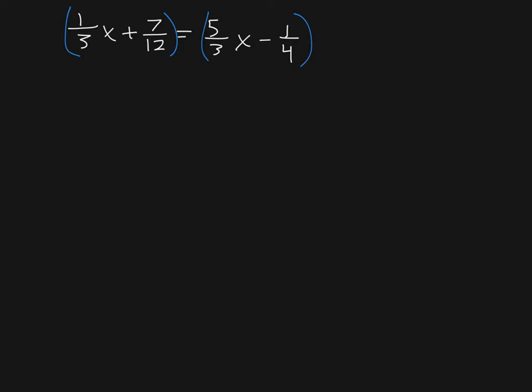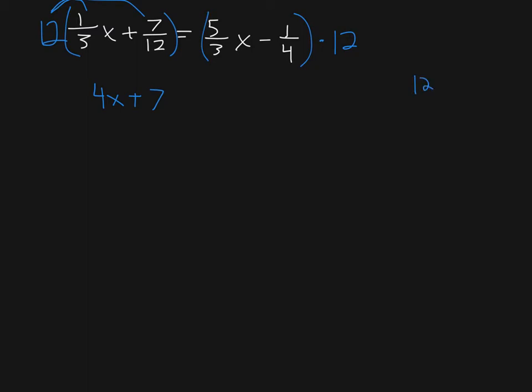Now I want a number that is going to be divisible by all three of the denominators. I have 3, 12, and 4, and I know that 12 is divisible by all of those. So I'm going to multiply both sides of this equation by 12. Now, when I distribute this 12 to simplify, 12 times 1/3 x is going to give me 4x. So I have 4x plus 7/12 times 12 is just going to give me 7, right?